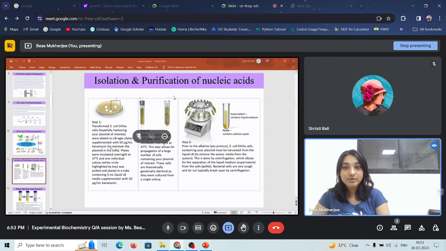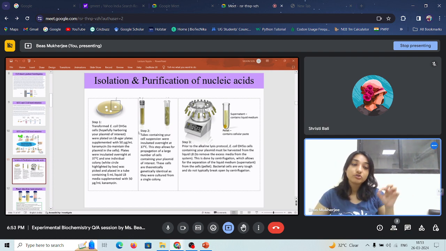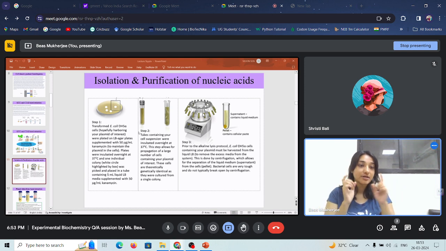So this is your liquid media, and inside the liquid media you have again added kanamycin. So only the bacteria that have this particular plasmid are going to grow. Others are not going to grow. Fine. Tubes containing your cell suspension were incubated overnight at 37 degrees centigrade. This step allows for the propagation of a large number of cells containing your plasmid of interest, and these cells are theoretically genetically identical as they are cultured from a single colony.